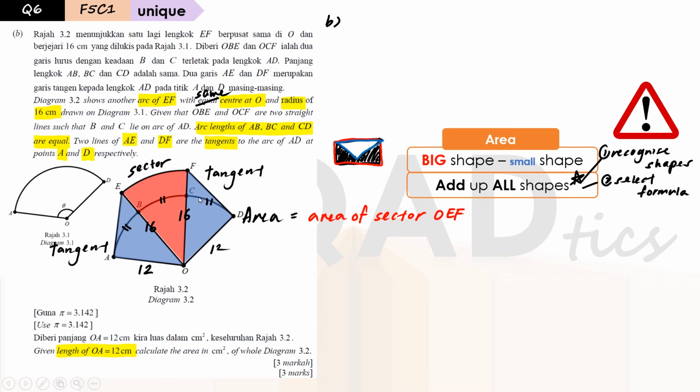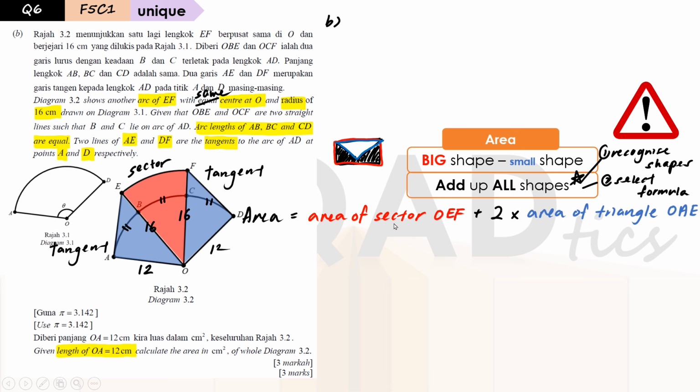Okay, the same goes for the other side as well, because all of the lengths here are the same. You see OE and OF is 16, OA and OD is 12, and the arc AB is the same as CD. So technically, the triangles OAE and ODF are both the same. So to find out the area, what we need to do is find out the area of one of the triangles first, let's say it's OAE, and we multiply by 2.